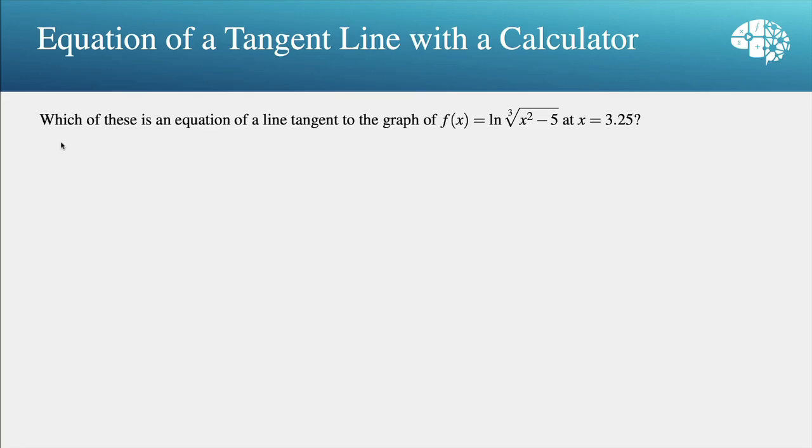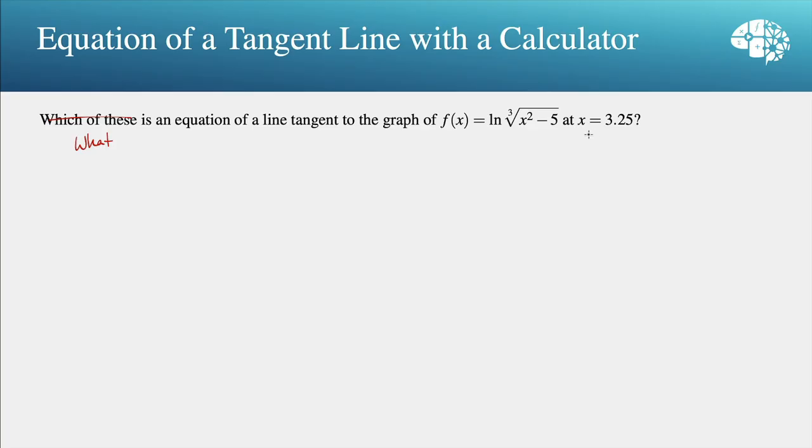Okay, here we'd like to find, it says which of these, there's no options here, so really it is: what is an equation of a line tangent to the graph of this function at x equals 3.25? Okay, so for the equation of a tangent line, we need two things. We need a point and we need a slope.